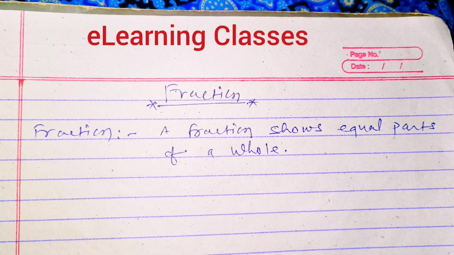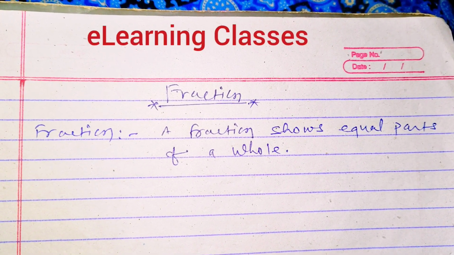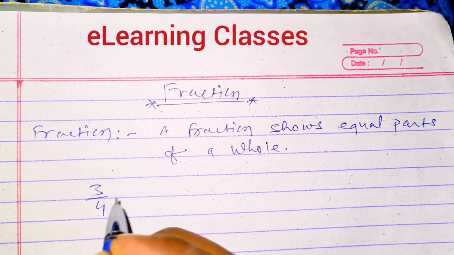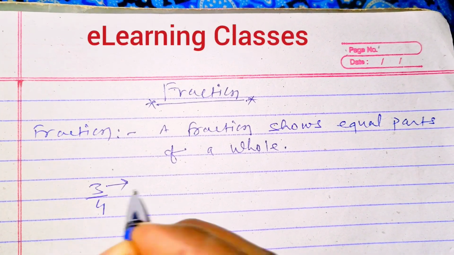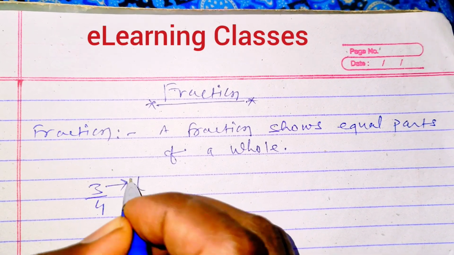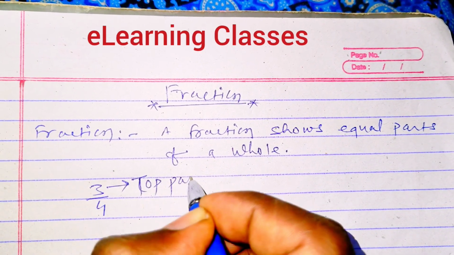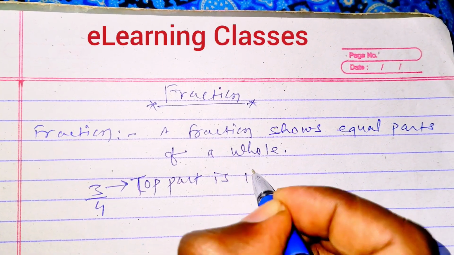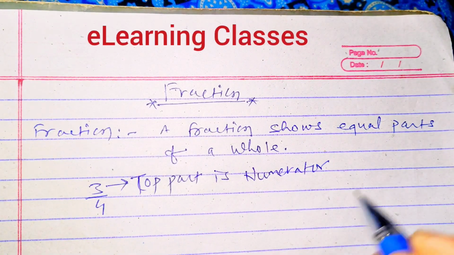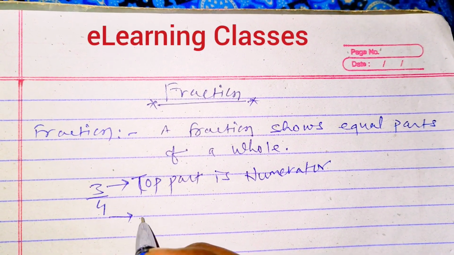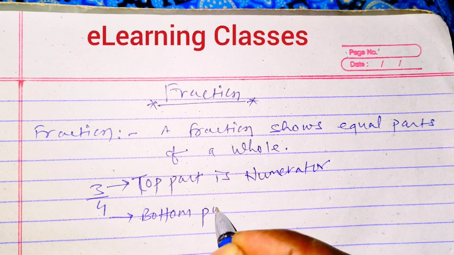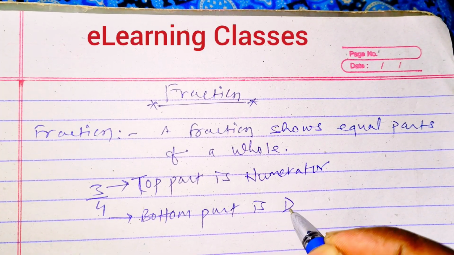Now in a fraction we must know about the numerator and the denominator, right? So what are the numerator and the denominator? Let's take an example of a fraction, that is 3 by 4. The upper part, or top part, is known as the numerator, and the lower part, or bottom part, is the denominator, right?